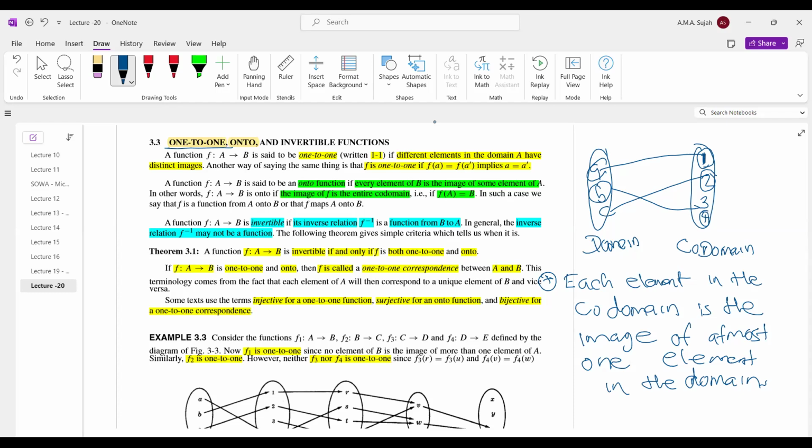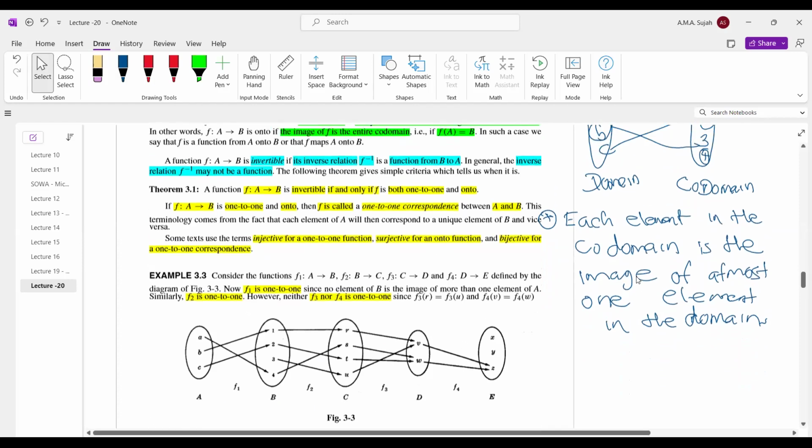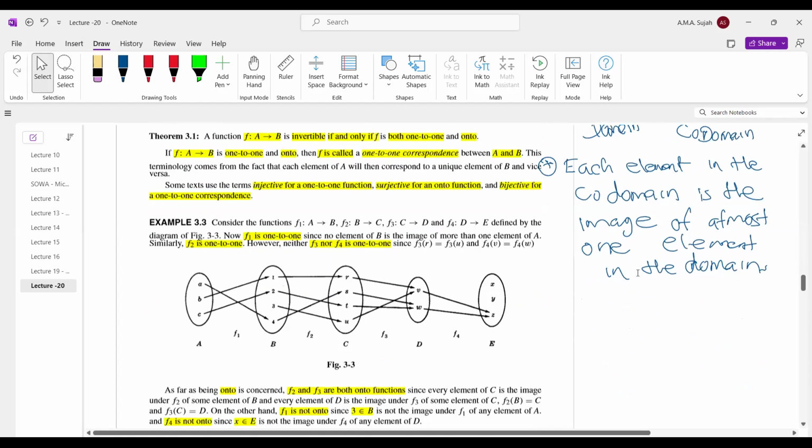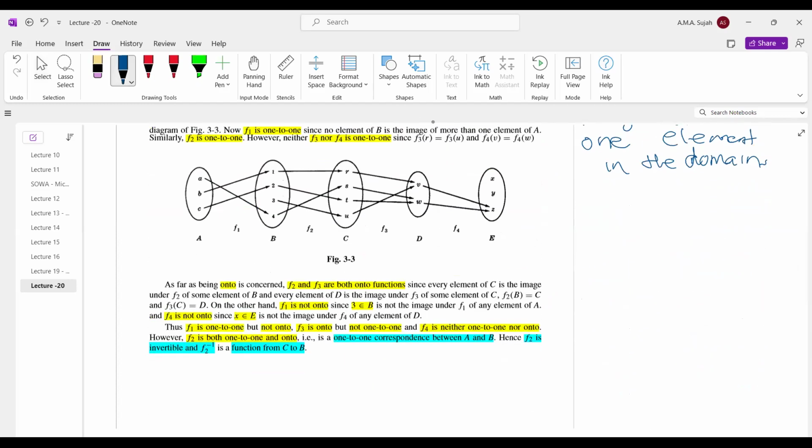The next one is the onto function. In the previous case, the one-to-one function, we did not consider every element in the codomain. But if it is an onto function, we consider all the elements, each and every element in the codomain. Every element in the codomain has at least one, meaning minimum one, maximum more than that. So if it is an onto function, every element in the codomain has at least one pre-image in the domain.